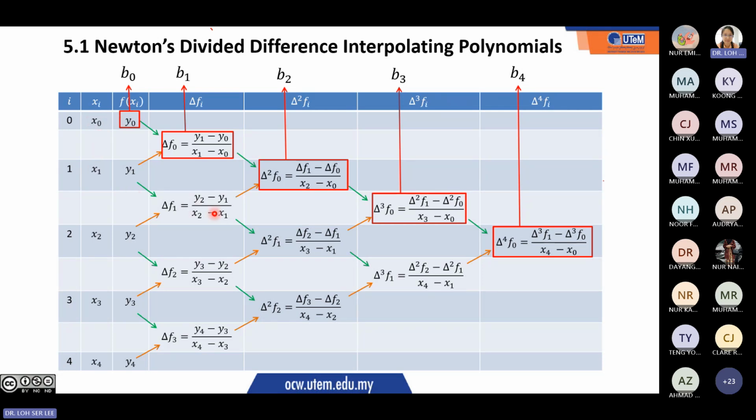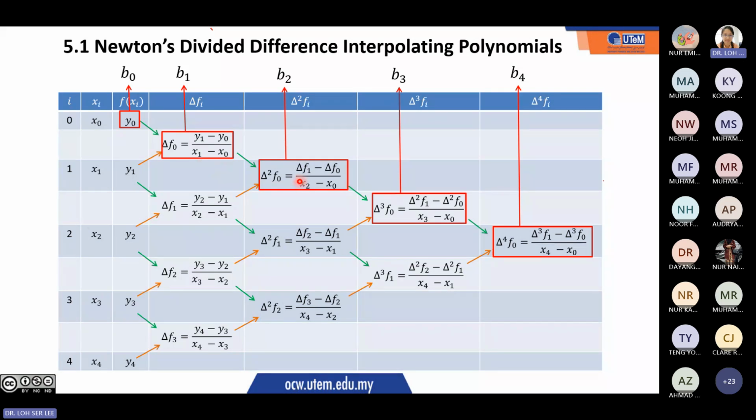Same goes to this. To get this value, you use y2 minus y1 over x2 minus x1. To get this, use the later y3 minus previous y2, so y3 minus y2 divided by x3 minus x2. And same goes to this one, y4 minus y3 over x4 minus x3. Now you have done this column.